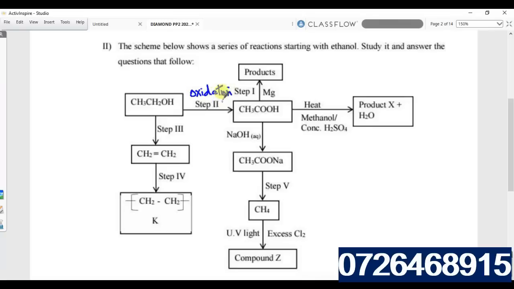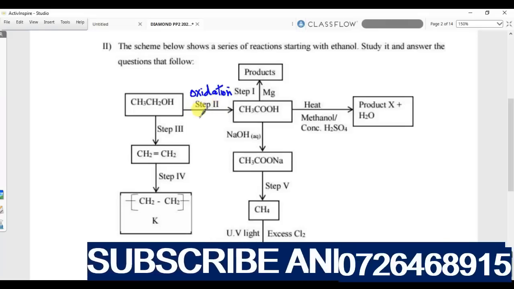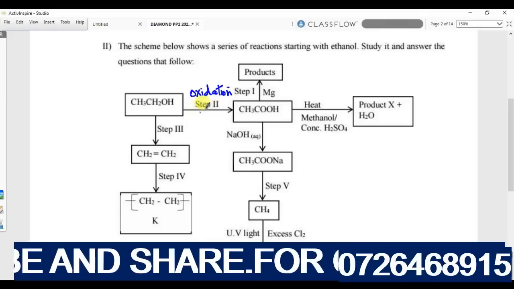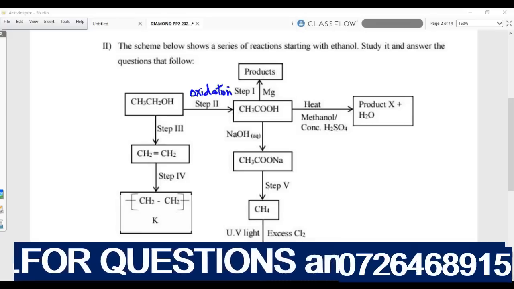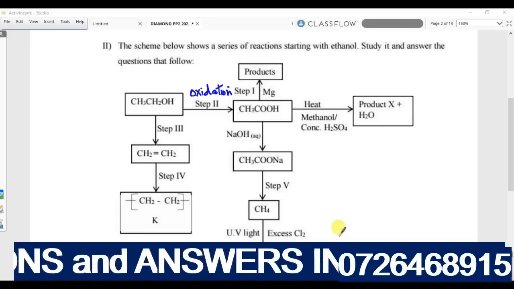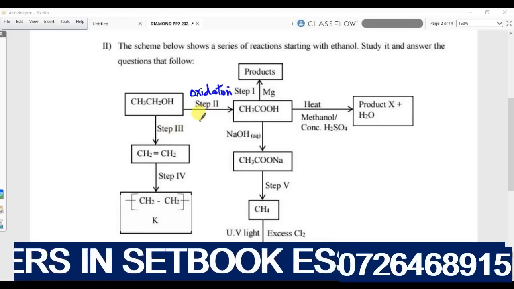What are the reagents that are used in oxidation? We know we use acidified potassium permanganate or acidified potassium dichromate. Those are the ones that we have talked about.